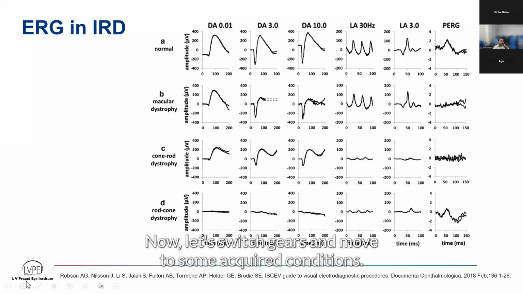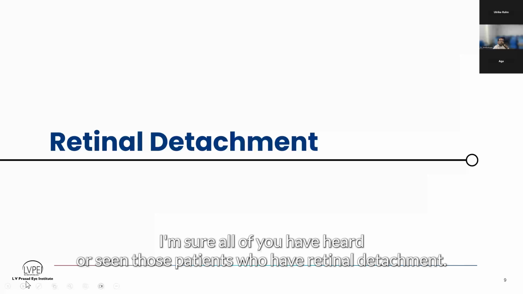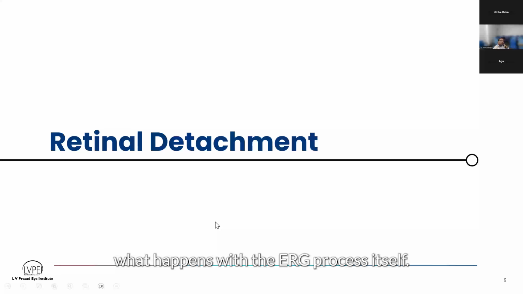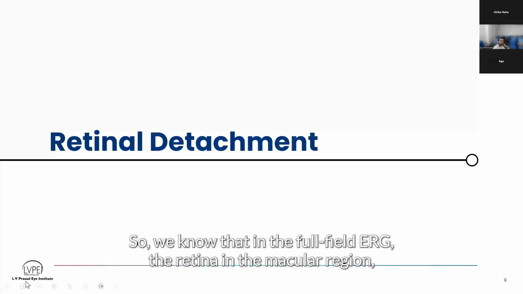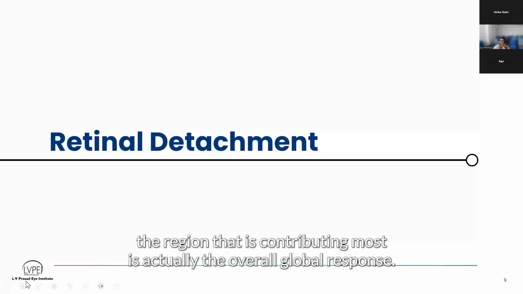Now let's switch gears and move to some acquired conditions. Retinal detachment, I'm sure all of you have heard of or seen patients who have retinal detachment. So I'm going to use this disease to explain what happens with the ERG process itself. We know that in the full field ERG, the retina in the macular region is the region contributing most to the overall global response.